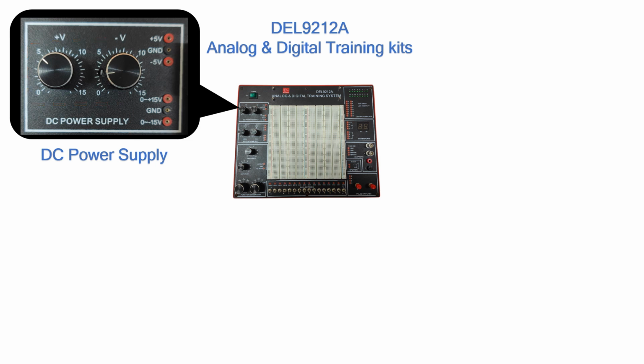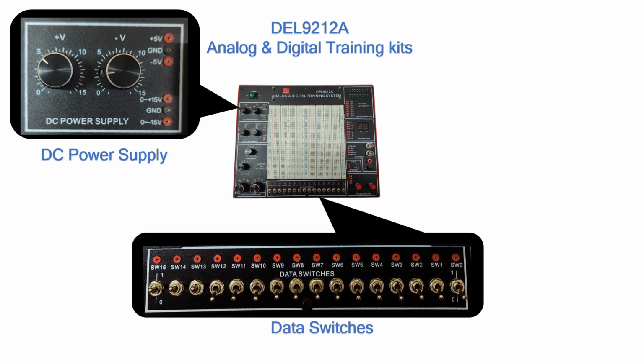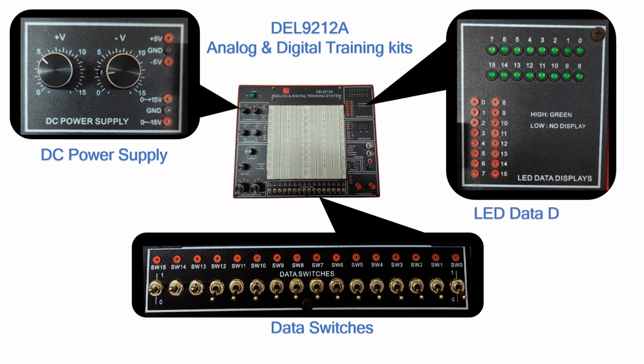The second section is the data switches, used as inputs to the logic gate. As you can see, this trainer provides 15 sets of toggle type switches. Every single switch has been connected to 5 volts internally. The third and final section is the LED data display, which shows the output from the logic gate. There are 15 green LEDs.